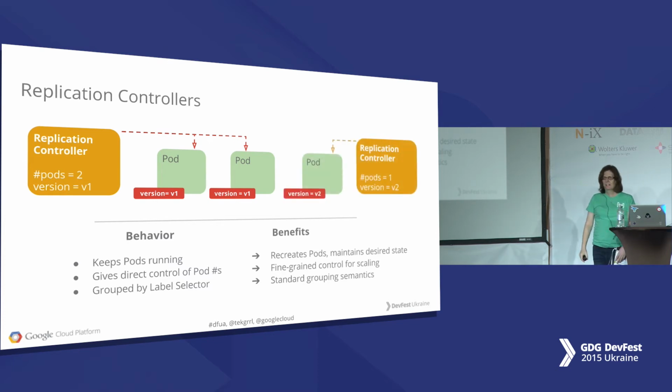We can create another replication controller that can manage pods with a different label. So in this case, we have a pod with label version equals V2. And that's managed by a completely separate replication controller.